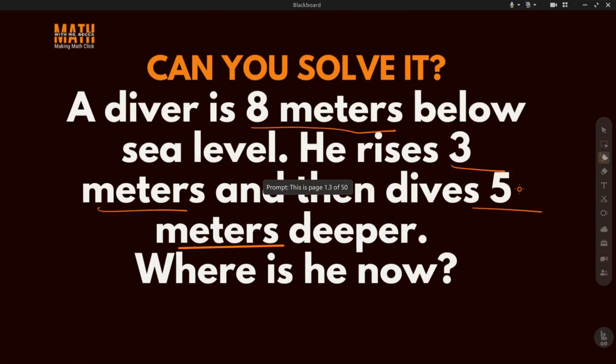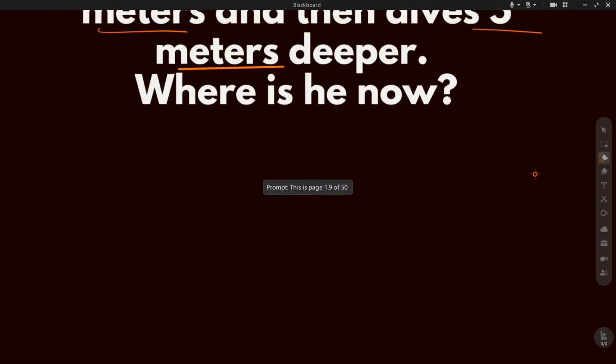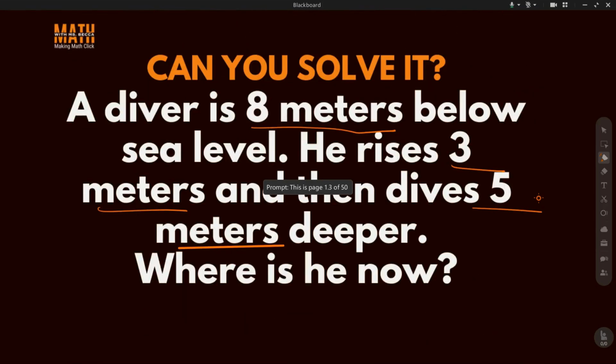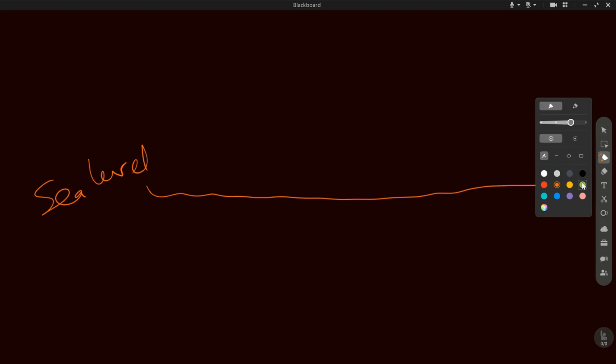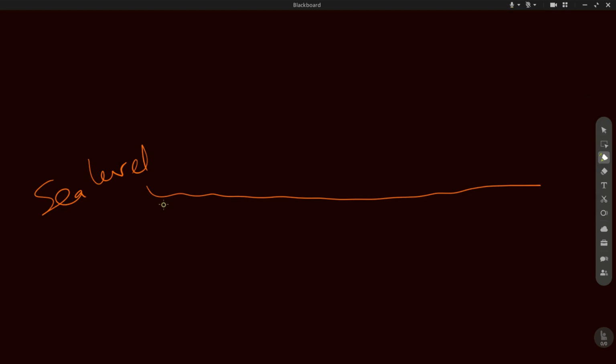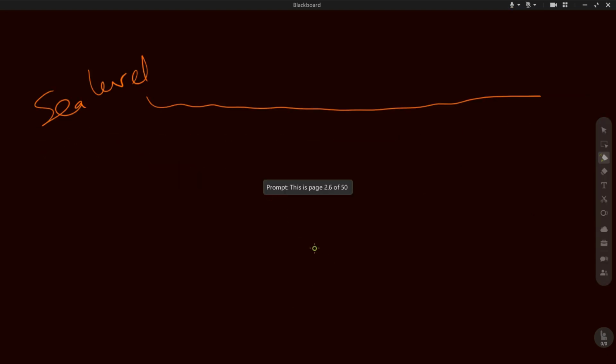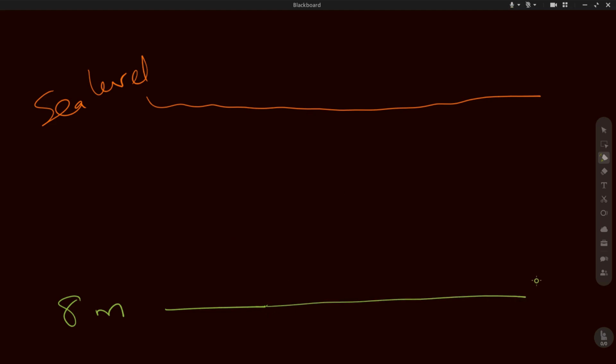So now let me show you my own way of solving it. Now let's say this is the sea level. So a diver is 8 meters below the sea level. Let's say this is 8 meters below the sea level. So the diver is 8 meters below the sea level.